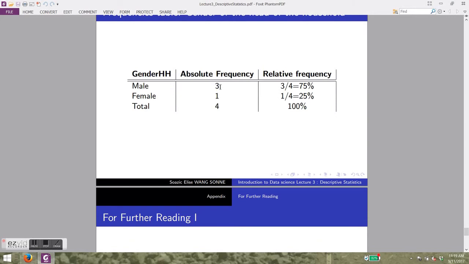The same applies for the gender of the head of the household, where for the absolute frequency we count the number of times you have the male category and the number of times you have the female category. To get the relative frequency, we divide the number of times you have the male category by the total number of observations. So here we have 4 observations, so our n is 4, the total number of observations, and we do the same for the female, and then we have the percentage.